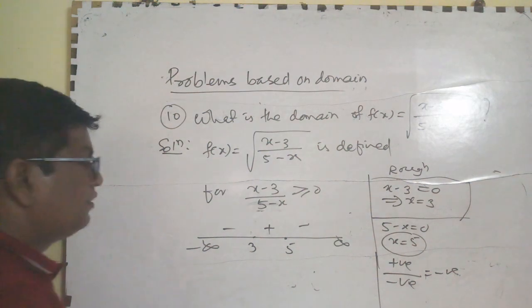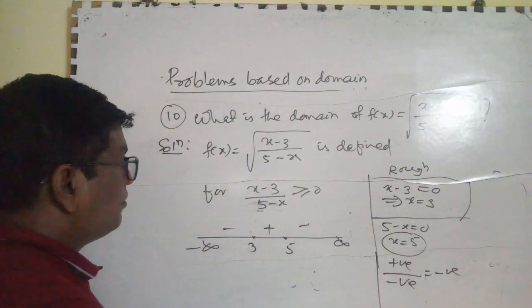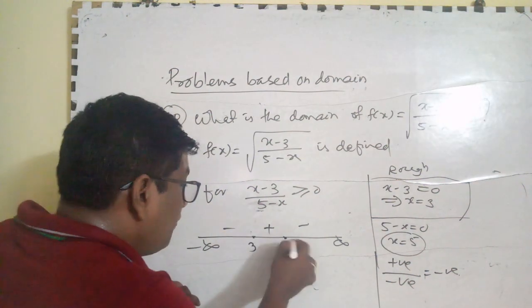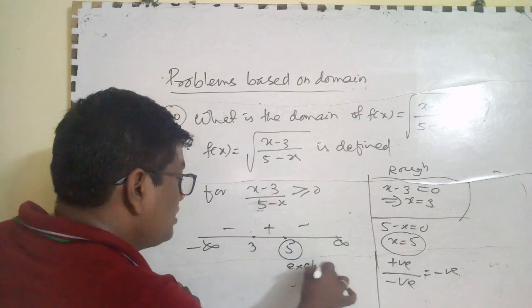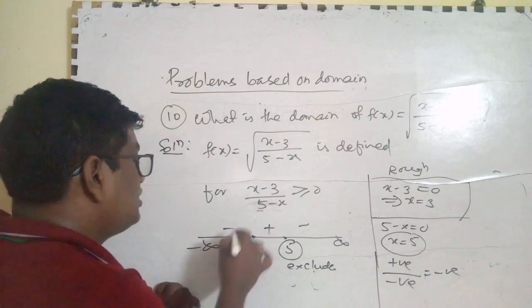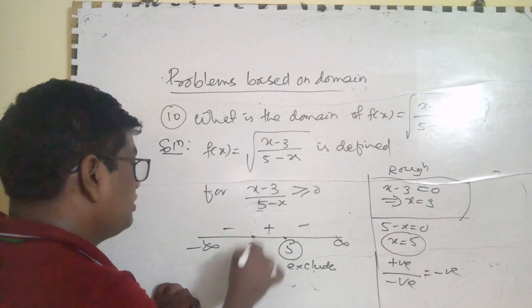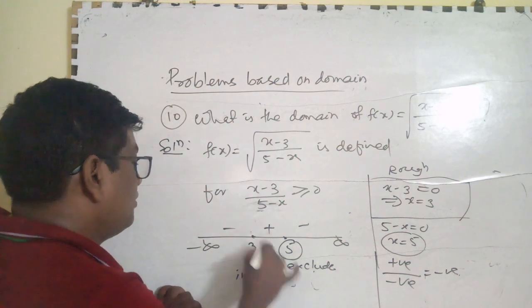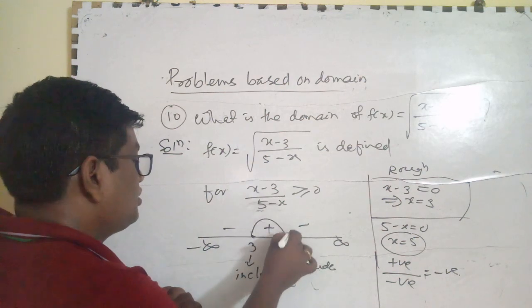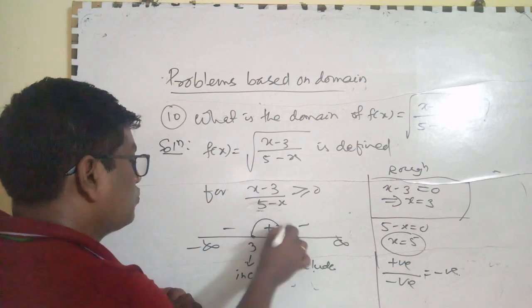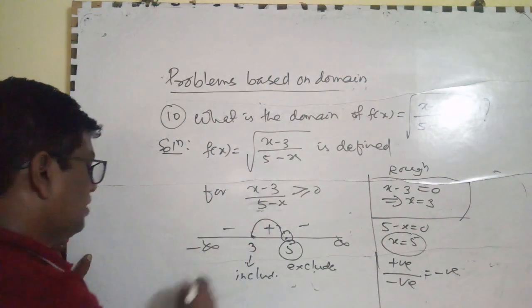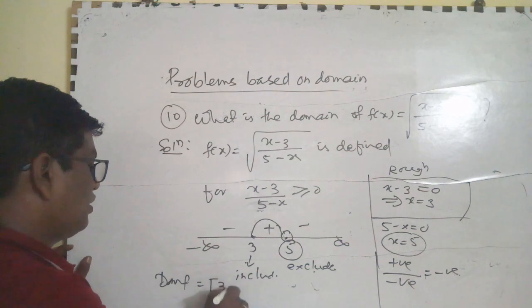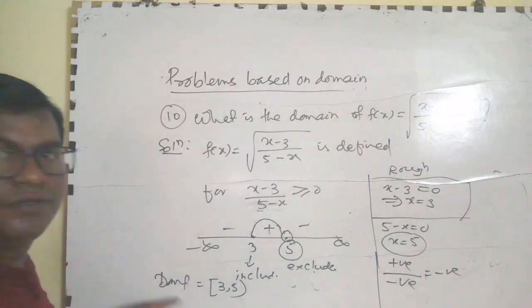Where is positive? This is positive region. 5 minus x present in the denominator, so 5 is excluded. This is excluded and 3 is included, since equal to sign present. So this region, 5 is excluded here. This region is the domain. Dom f is equal to square bracket 3 comma 5 round bracket.